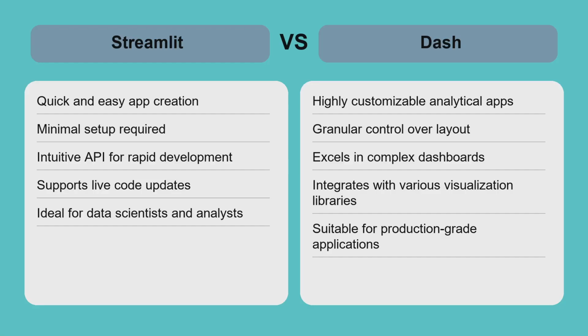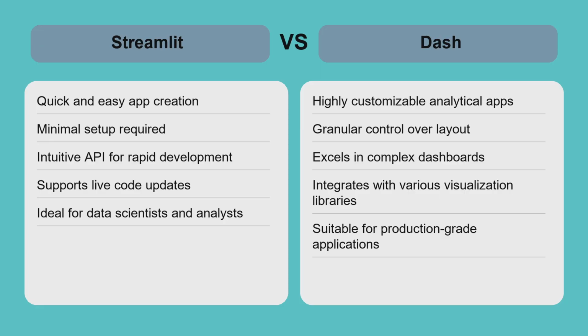Streamlit and Dash serve different needs in Python app development. Streamlit is perfect for rapid prototyping and simple apps, where speed and ease of use matter most. For example, a data scientist quickly sharing model results with minimal coding will benefit from Streamlit's straightforward approach.